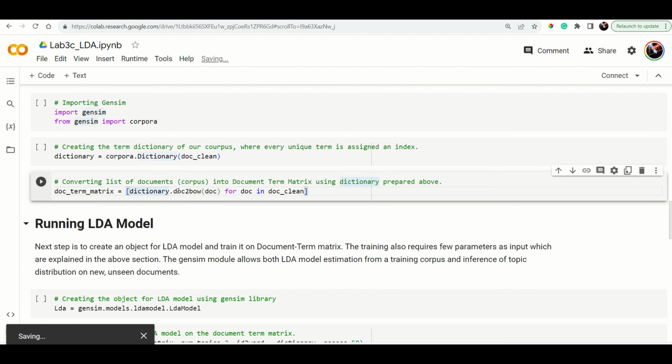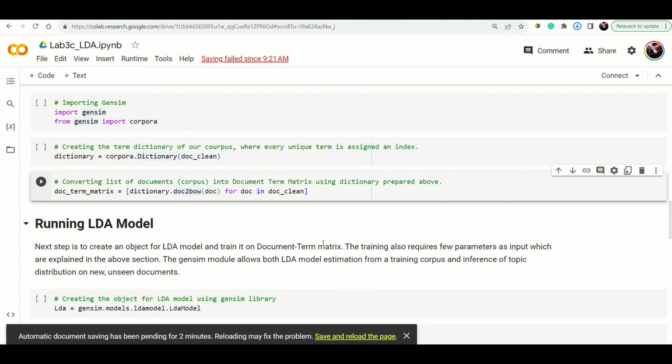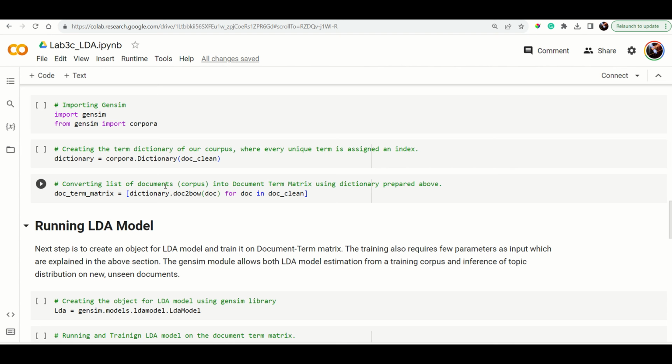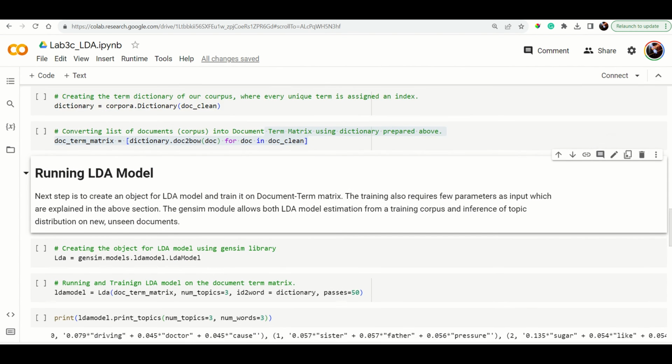For that we are using the bag of words, right. So doc2bow. We have all the documents, so from doc to bag of words, we create the document term matrix here, right. That is created using doc_clean, so doc_clean has got the pre-processed data.